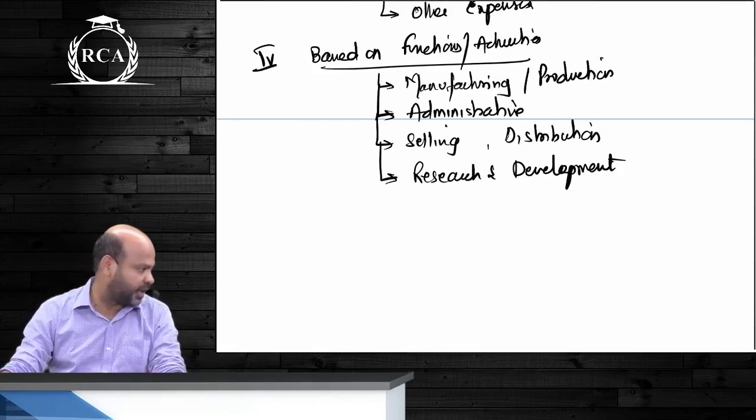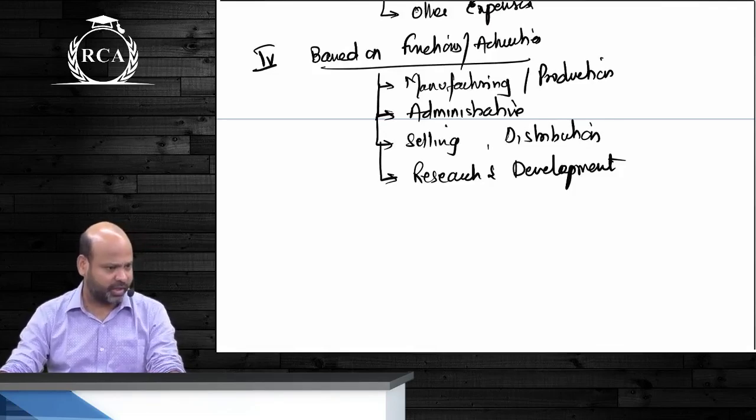Selling can be when you're generating revenue, distribution will be when you are not generating.